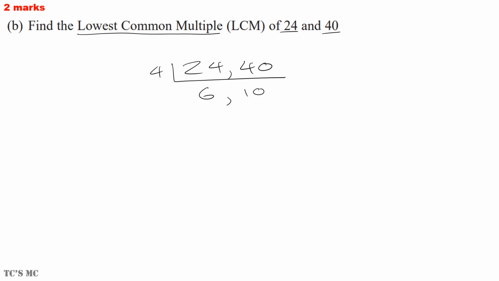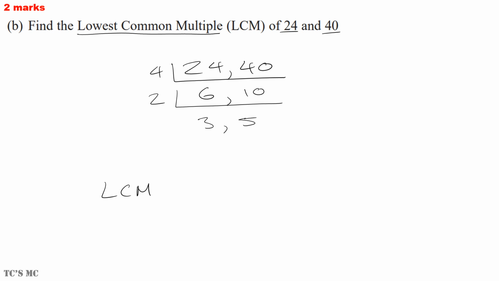A common factor of 6 and 10 is 2. 6 divided by 2 is 3. 10 divided by 2 is 5. The only common factor of 3 and 5 is 1. So now we stop. And now we have 1 mark.